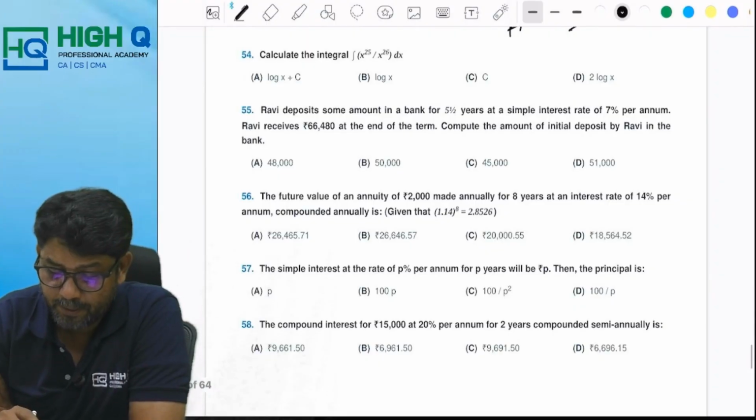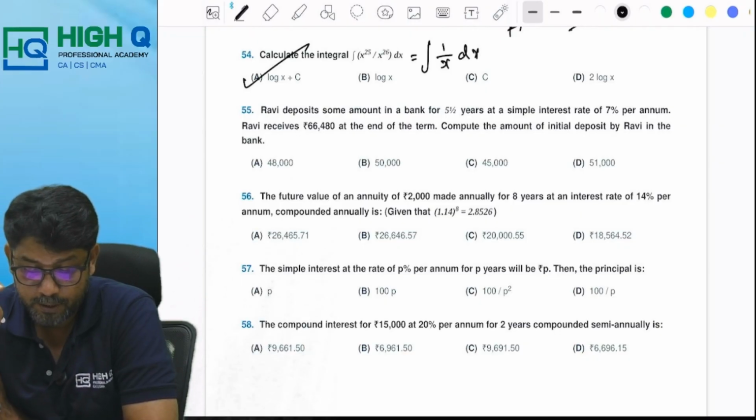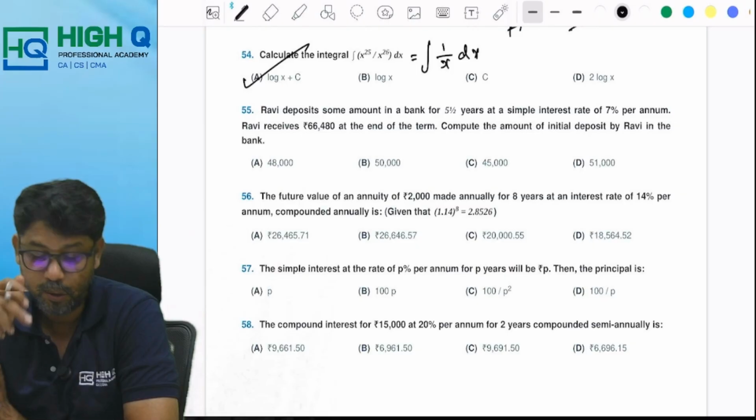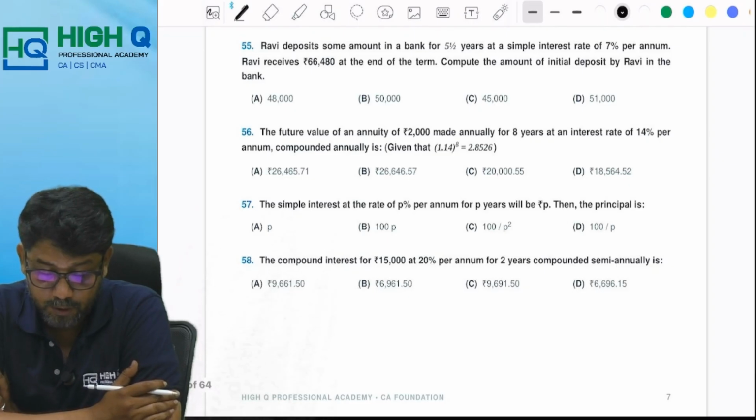Next step. Calculate the integral of x power 25 by x power 26, which is nothing but the integral of 1 by x dx, which is log x plus c. Here look at option B. Option B is nothing but what? Log x only is given. So we have to go ahead with log x plus c because it is indefinite integration.